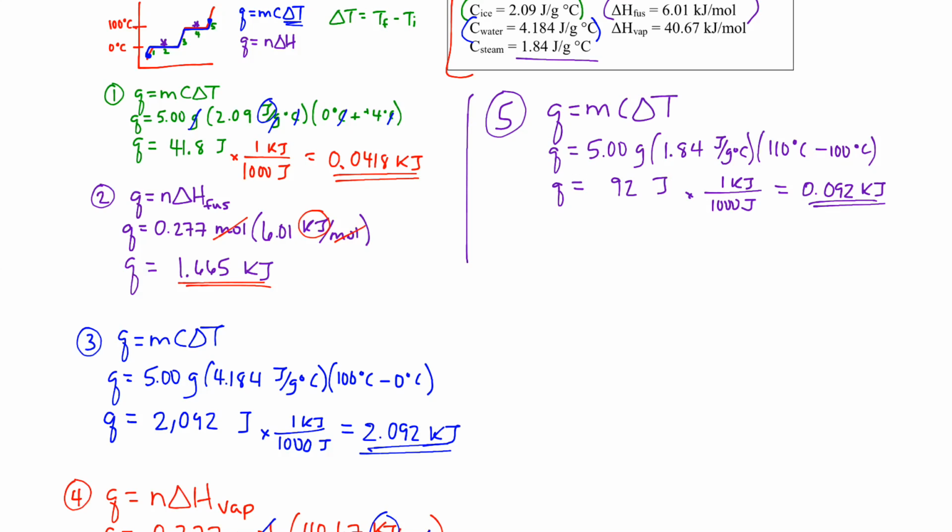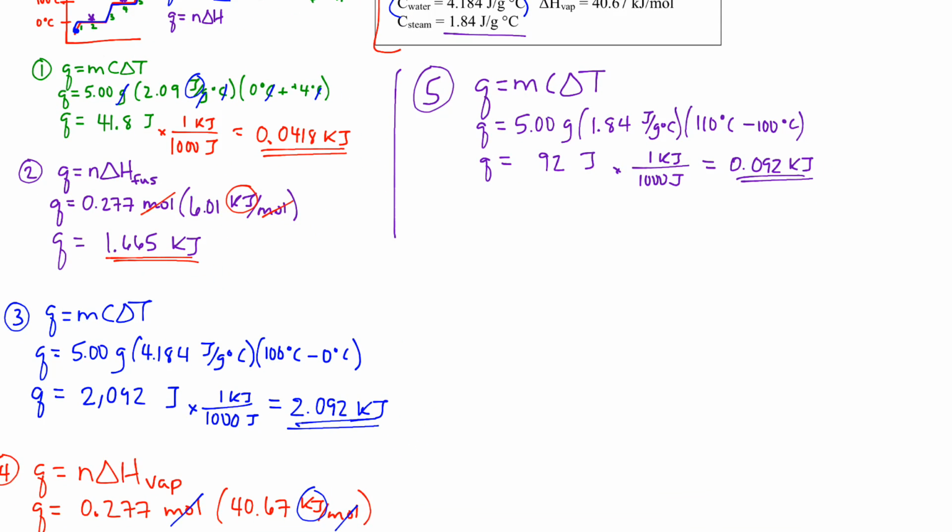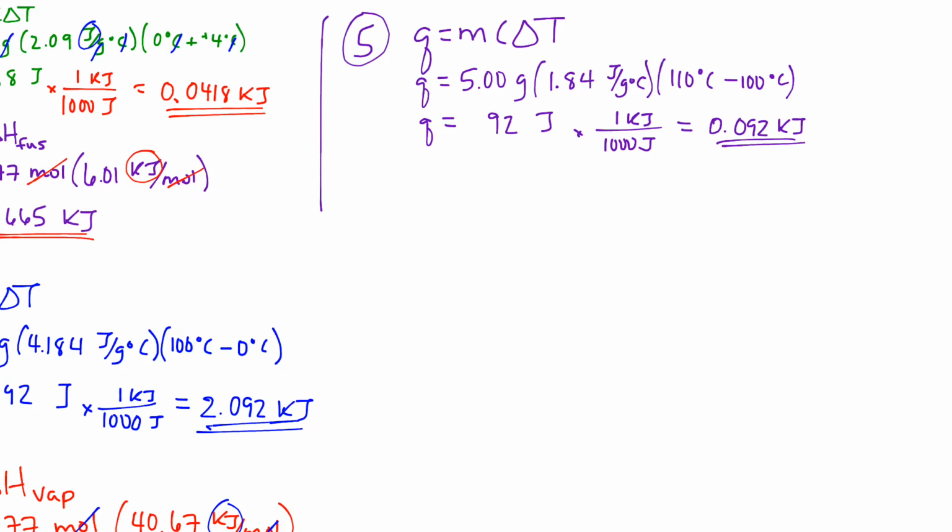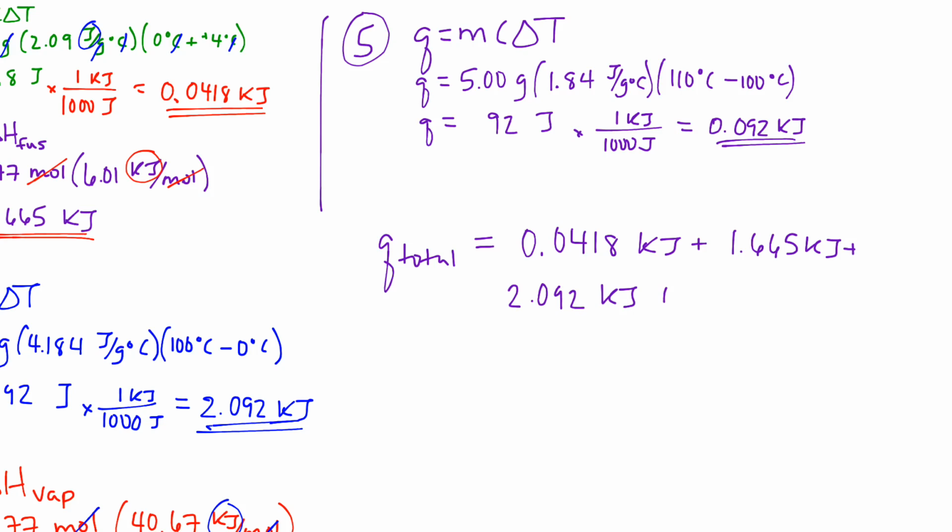But our last and final step here needs to be to add up everything, right? We have 5 different answers here. So if we add all of the final steps here from all the other mini problems, essentially, we get that Q total would be the sum of all these. So our answer from step 1, our answer from step 2, our answer from step 3, step 4, step 5.